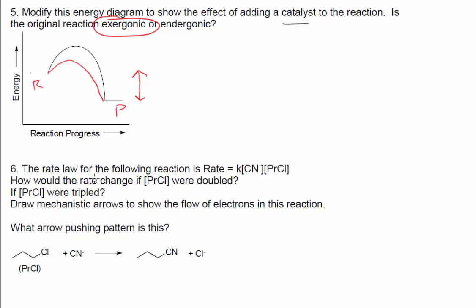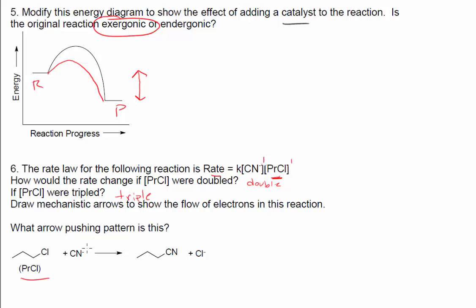Number 6. The rate law for this reaction down here is rate equals K times the cyanide concentration times the propyl chloride concentration. So if this were doubled, the rate would double because this has a 1 here, this has a 1. So if I use twice as much stuff right here, I have twice as much rate. If propyl chloride were tripled, rate would triple. It's as simple as that. If these were second order effects, then we'd have to use the square. But these are both first order in cyanide and first order in propyl chloride.